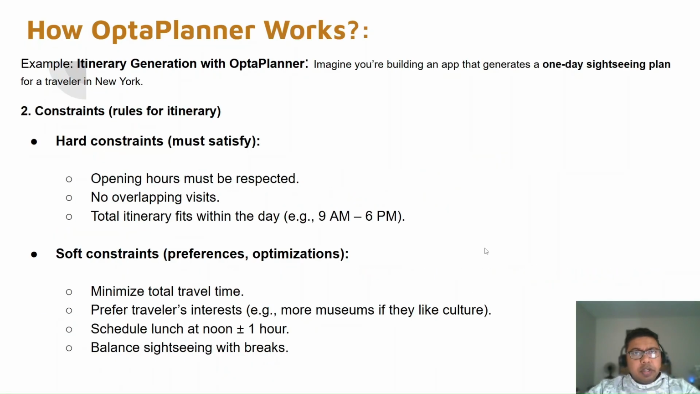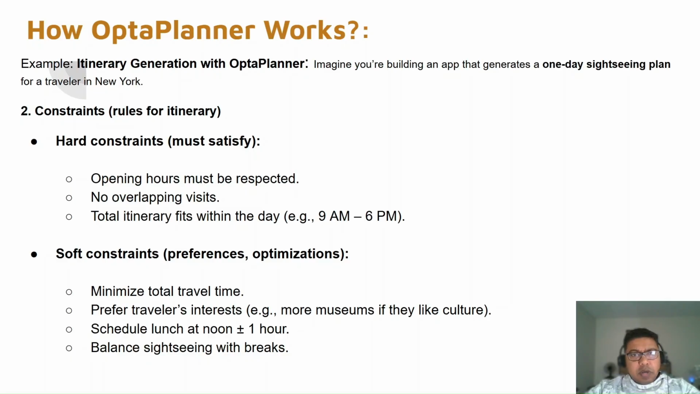We are continuing how OptaPlanner works for the same example. Next is constraints. Those are the rules for the itinerary. So there must be some hard constraints which we cannot break, like opening hours must be respected. So if a museum opens at 9 a.m., we cannot schedule an 8 a.m. visit there, right? That is a hard constraint. We have to be there after 9 a.m.